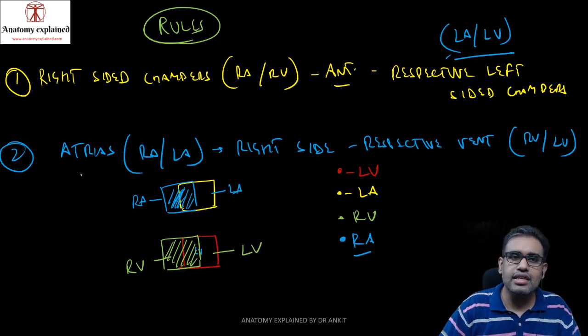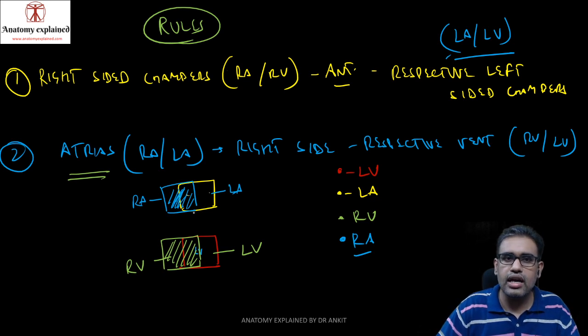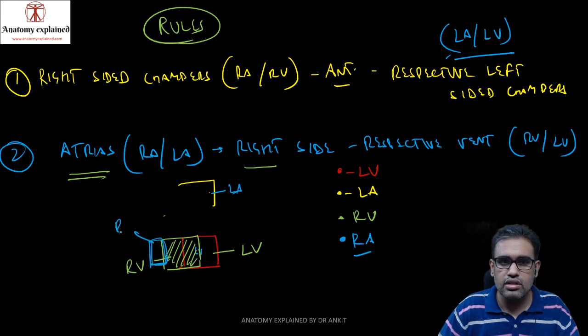Rule number 2 says that the atria, meaning both RA and LA, are to the right side of their respective ventricles. So if we apply rule number 2, then this right atrium will be to the right of the right ventricle. We take this right atrium from here, and if we put it to the right side of the right ventricle, this is the right atrium over here. So the atria are to the right side of the respective ventricles.